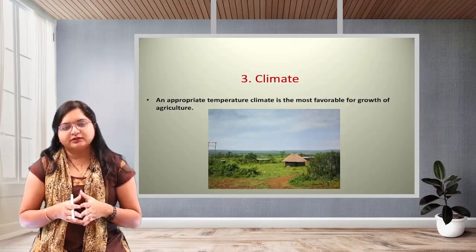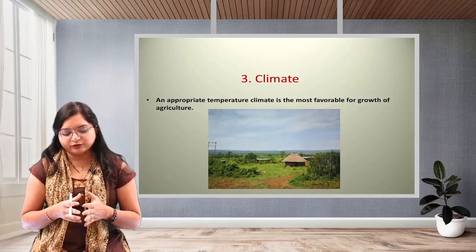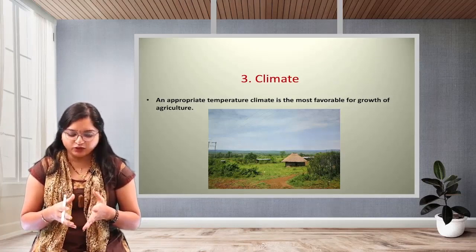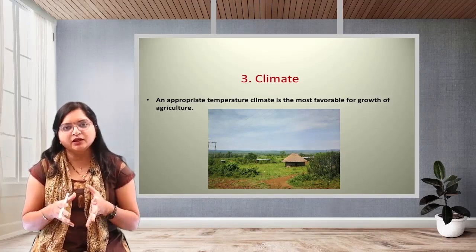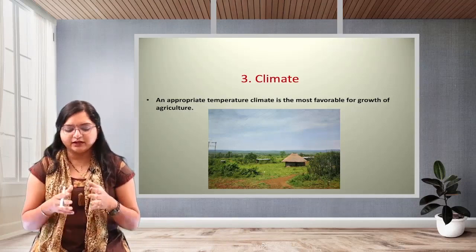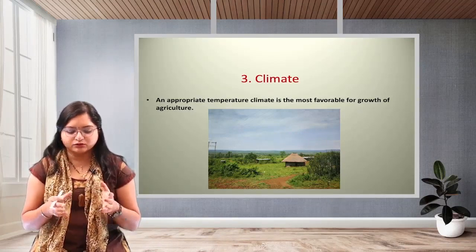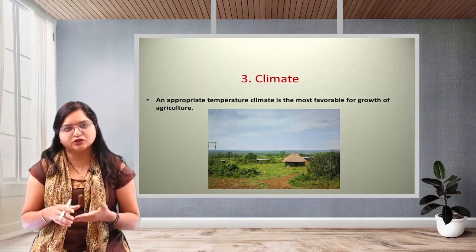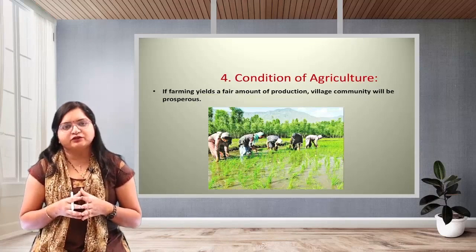Then the third factor is climate. An appropriate temperate climate is the most favorable for the growth of agriculture, as we all know. If the climate is favorable, agriculture will be fruitful and beneficial. When the climate is not appropriate for agriculture, there will be less production or less growth of agriculture. Then the fourth one is condition of agriculture.